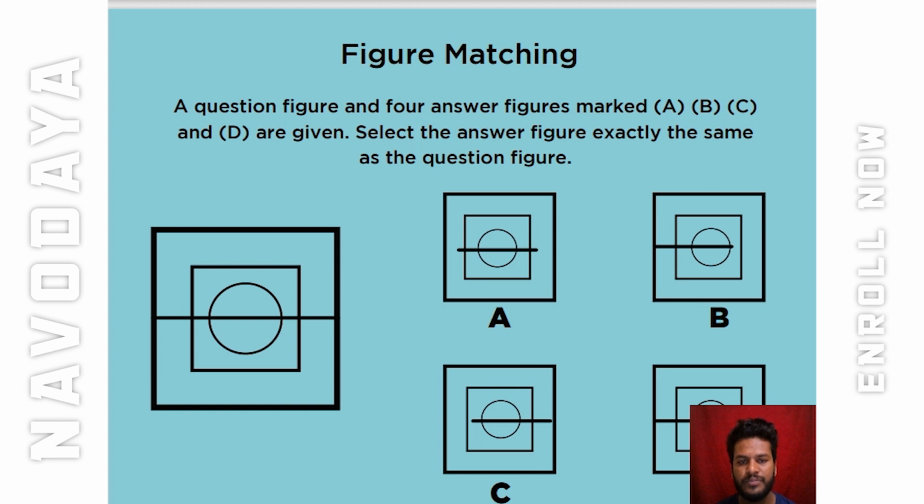A question figure and four answer figures marked A, B, C and D are given. Select the answer figure exactly the same as the question figure. Do you understand it? It's nothing simple. See, they have given us the question figure. You can see here on the right hand side.